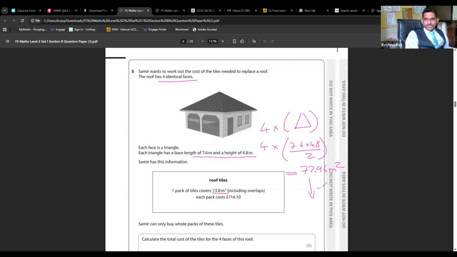So we divide that by 13.8 to see how many packs we need. So that's 5.28 packs, which is 6 packs of tiles, because obviously 5 packs isn't enough. And then 6 times this, each pack costs 700 quid pretty much. So 716.10 times 6. So the roof is going to cost £4,296.60.